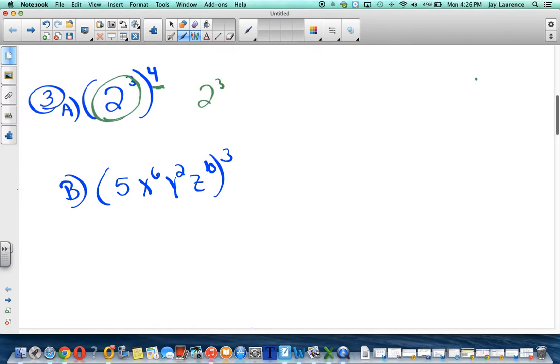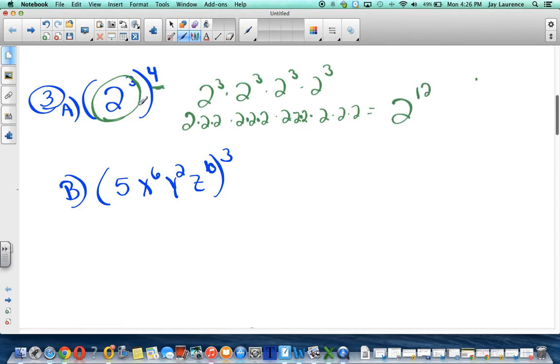So there's a 2 to the 3rd times 2 to the 3rd times 2 to the 3rd times 2 to the 3rd. Now, am I going to multiply these 2's together? No, no, no, no, no, because this is 2 times 2 times 2. And so is that. And so is that. And so is the last one. How many 2's are being multiplied? Well, it looks like there's 12.